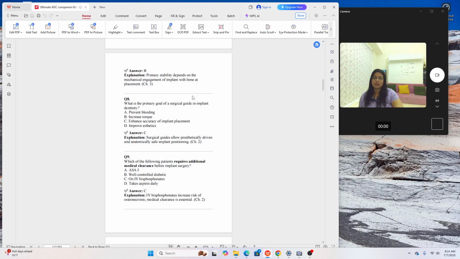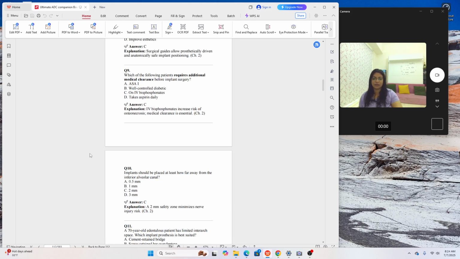So especially for people who take aspirin, the surgical guide is a boon, because you are going to minimize the bleeding, there is less trauma, less headache for you. And the last question for today: implants should be placed at least how far away from the inferior alveolar canal? 2 mm. Now this is something to be remembered.